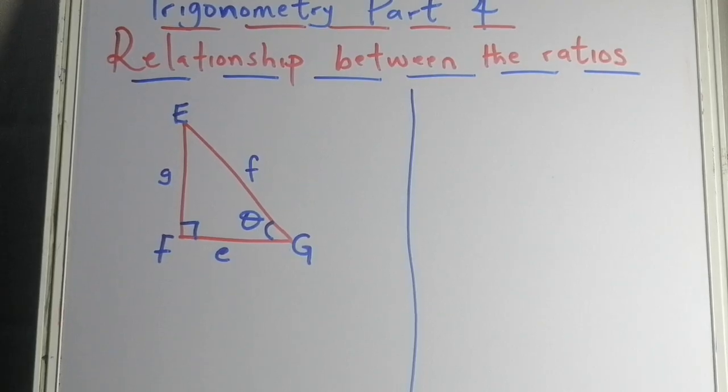And today we're talking about trigonometry, part 4. And the subtopic is relationship between the ratios. As part of my question, I shared proof that sine square theta plus cos square theta equals 1. It's very simple. In the video I made mention of Pythagoras theorem, and I made mention of SOHCAHTOA, which is what you're going to use. So it's very simple.